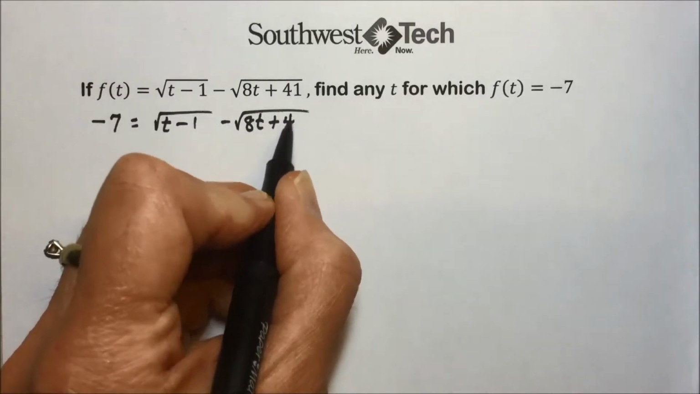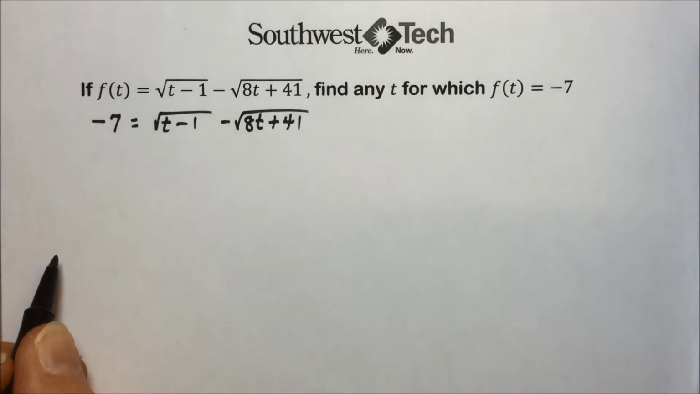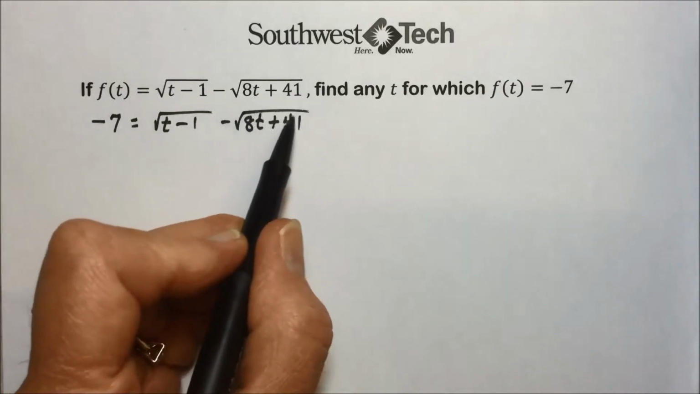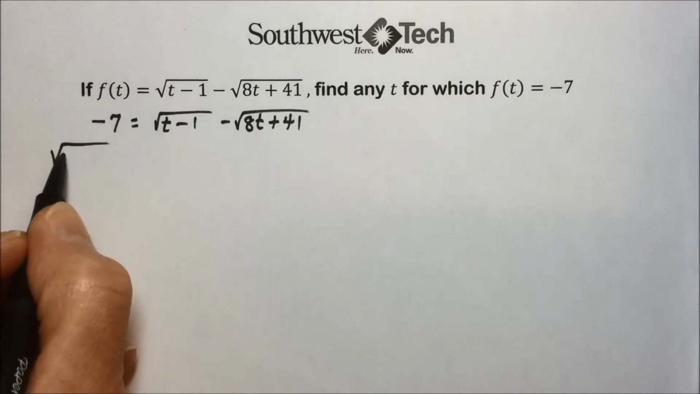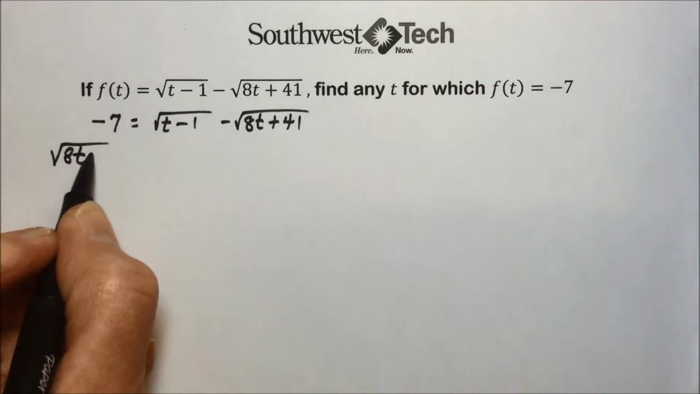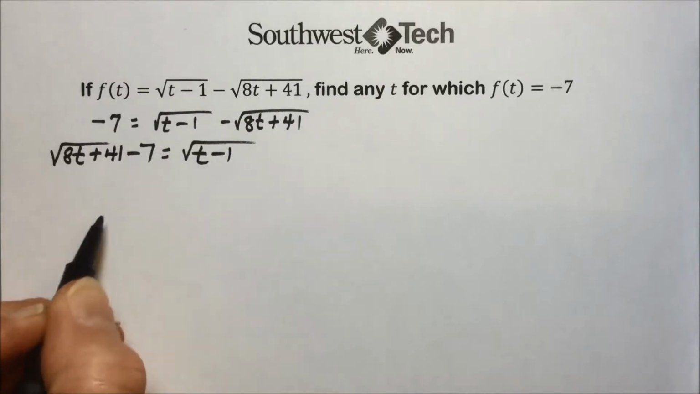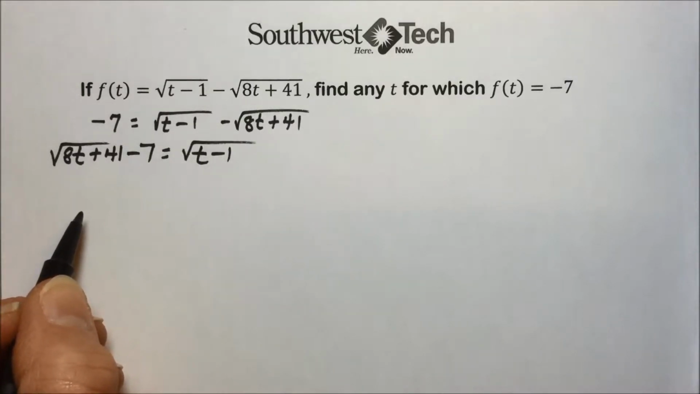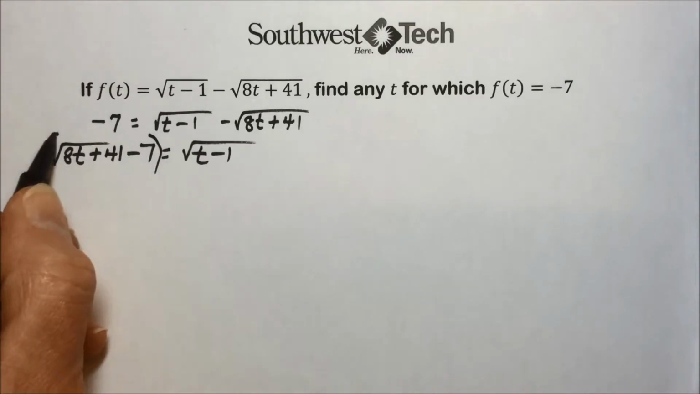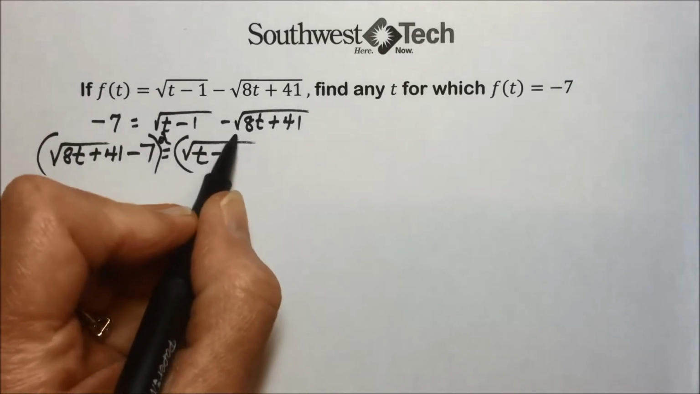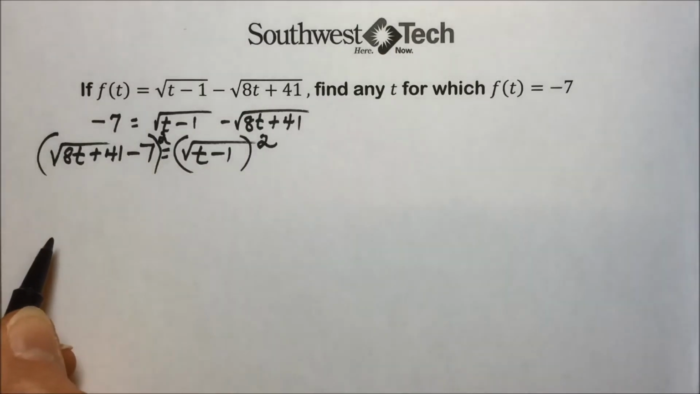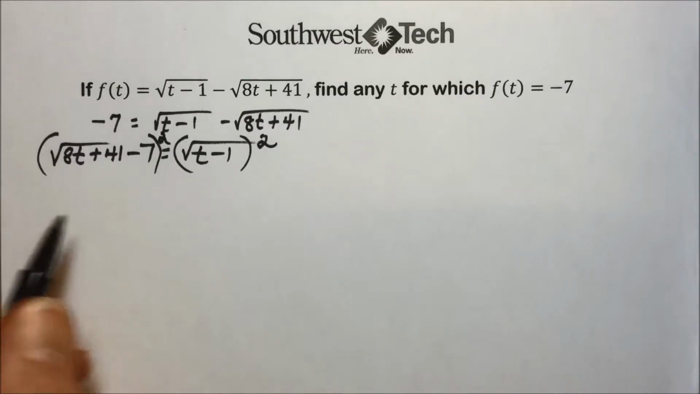And the procedure for solving an equation with two or more radicals is first isolate one of the radical terms. So I'm going to take this negative radical to the other side, which makes it positive. So we have the square root of 8t plus 41 minus 7 is equal to the square root of t minus 1. We'll use the principles of powers, which means we're going to square both sides, which maintains equality with the exception of the possibility of generating extraneous roots. We'll deal with that at the end.